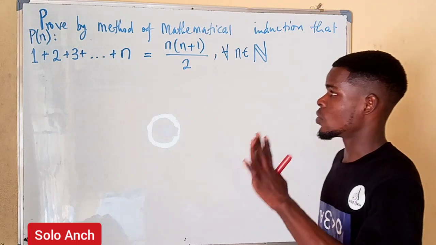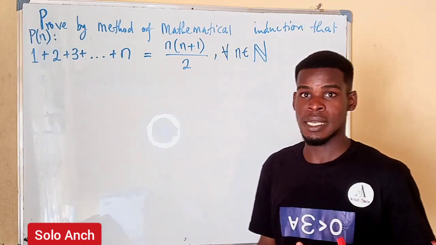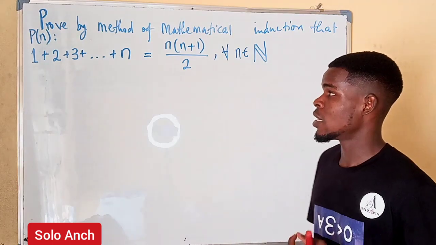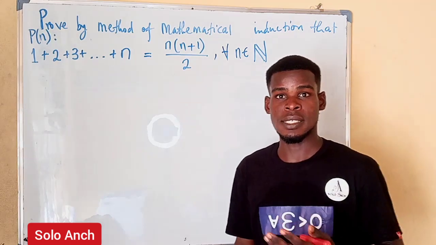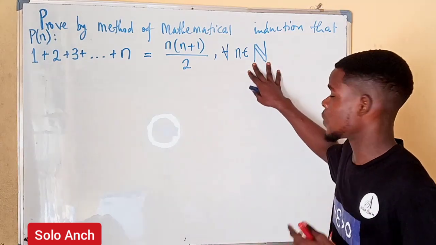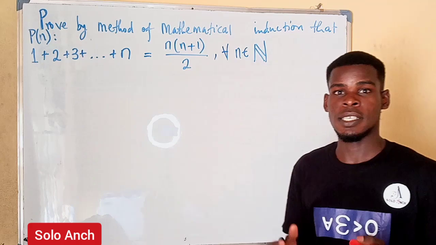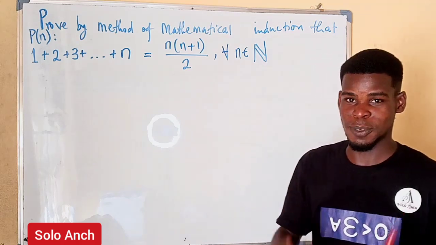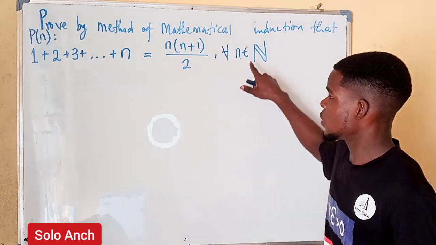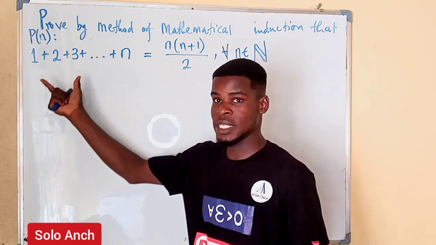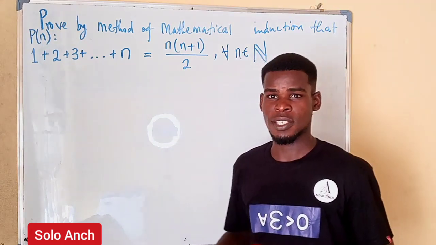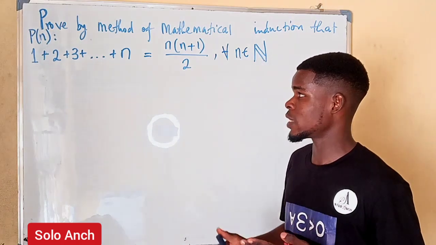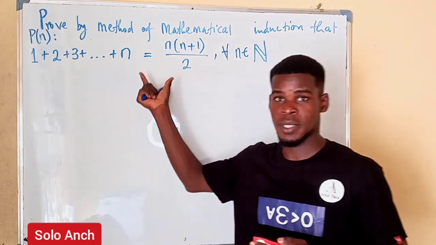So to do this, we start off with the base case. The base case means we pick the first element in the set we're considering. Here we're considering the set of natural numbers, and the first element here is 1. So for the base case, that is a kind of verification, you put in 1, which is the first element, and see if the left hand side will be the same thing as the right hand side.